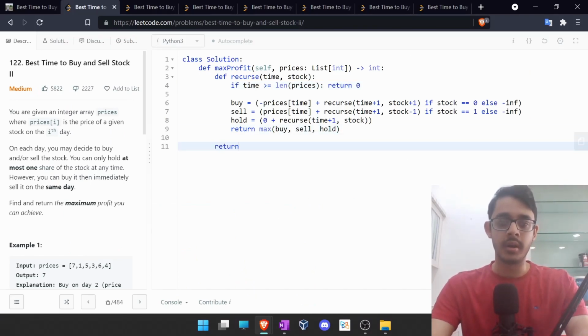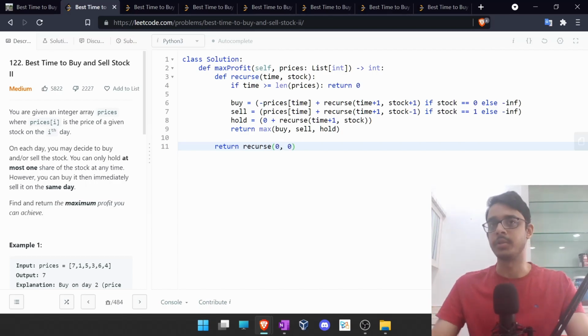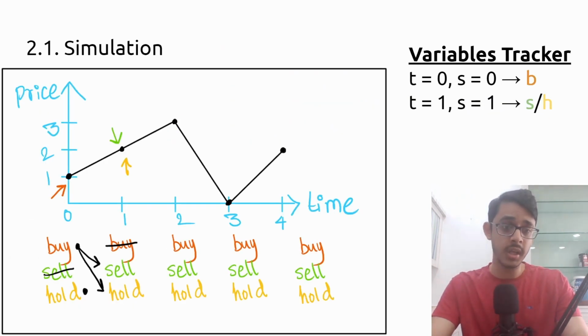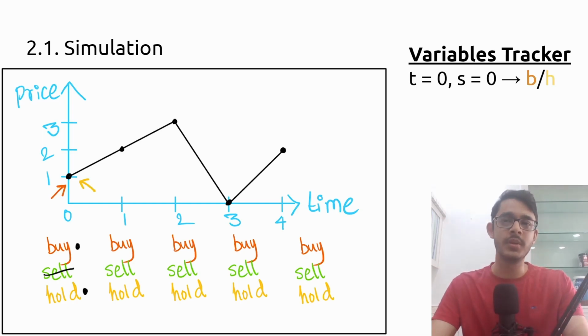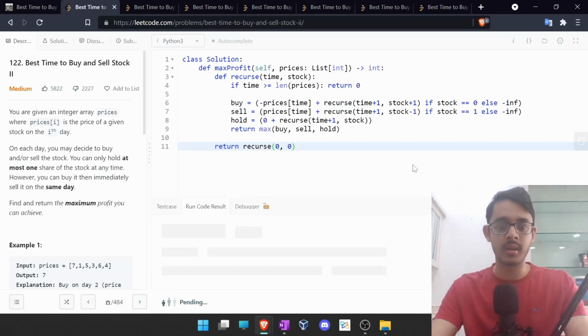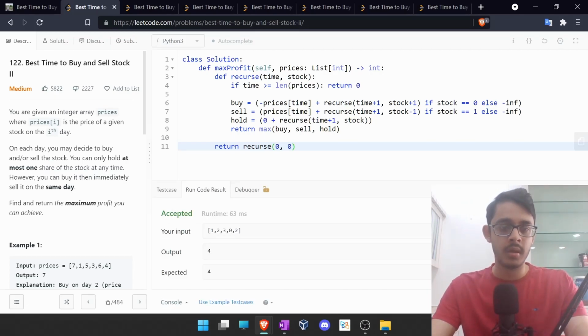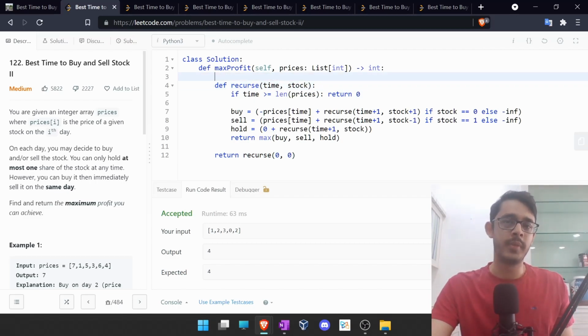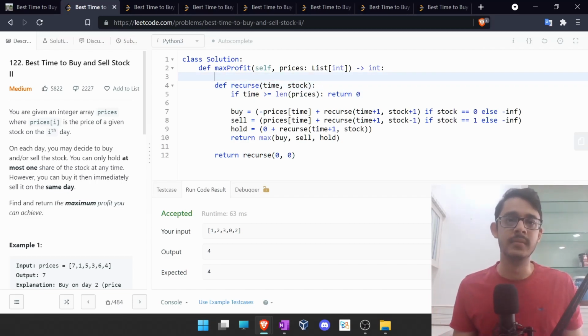Let's go ahead and return recurs of time equals 0 and stock equals 0, because we are starting our journey from time equals 0 and s equals 0. Cool, let's try running this code. It shows accepted, but before submitting, I want to also present to you one more interesting detail.